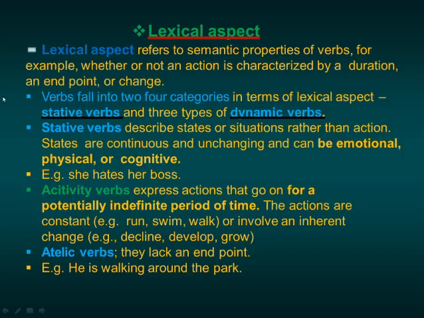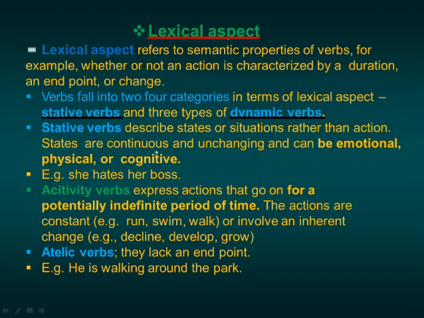One is stative verbs, and in total, there are four. But firstly, we are just going to divide it as stative verb and dynamic verb. What is dynamic verb? That will be defined later. Stative verbs. What is stative verb? Stative verbs describe states or situations rather than action.